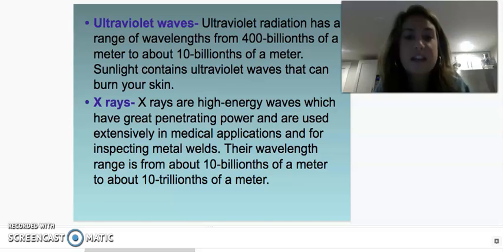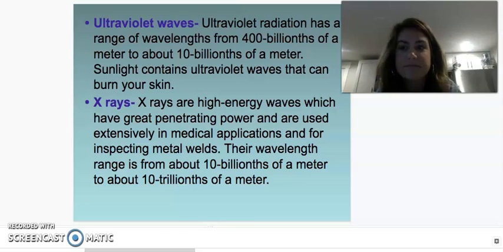X-rays are our next one, and these are high energy waves which have great penetrating power and are used extensively in medical applications and for inspecting metal welds. Their wavelengths range from about 10 billionths of a meter to about 10 trillionths of a meter.